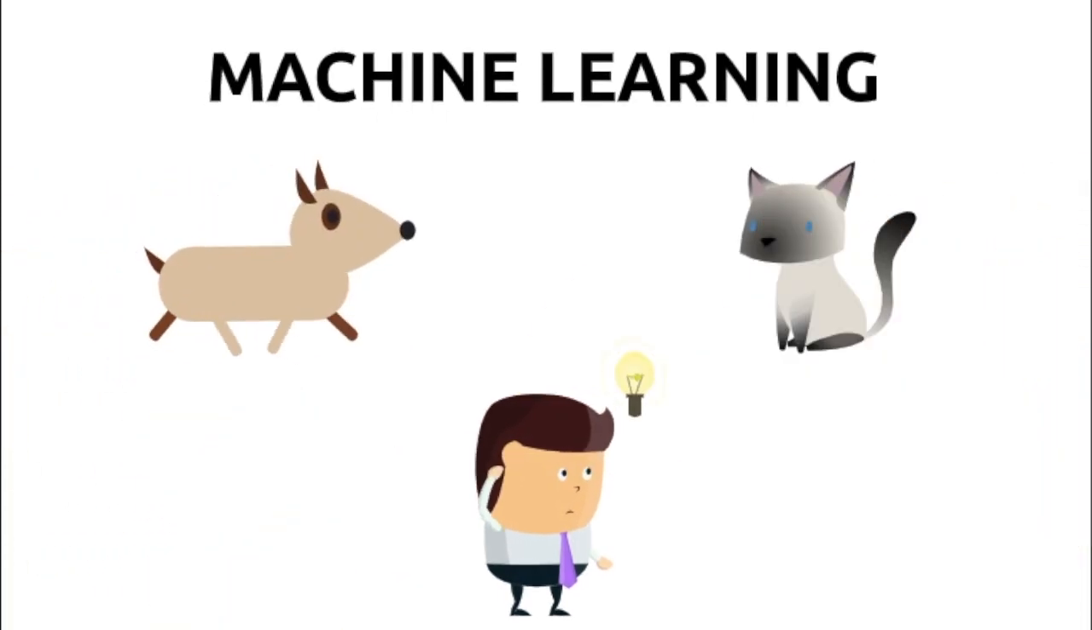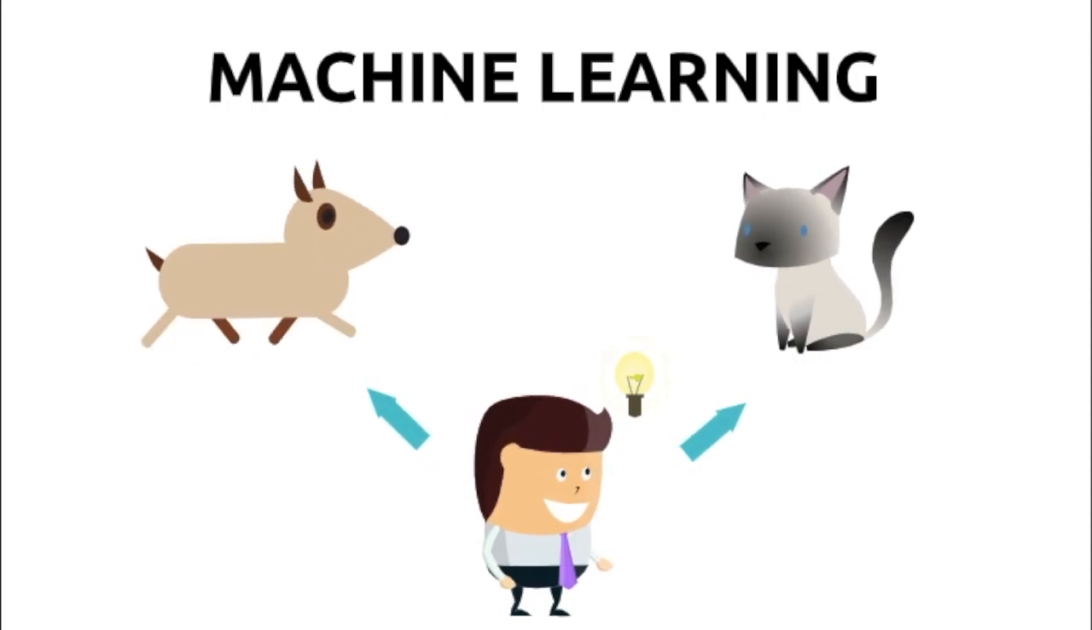Pretend you've never seen a dog or cat before. How do you tell the difference? After being told that a dog is a dog and a cat is a cat, and seeing many images of the two, your brain begins to understand the difference. A computer can do the same.